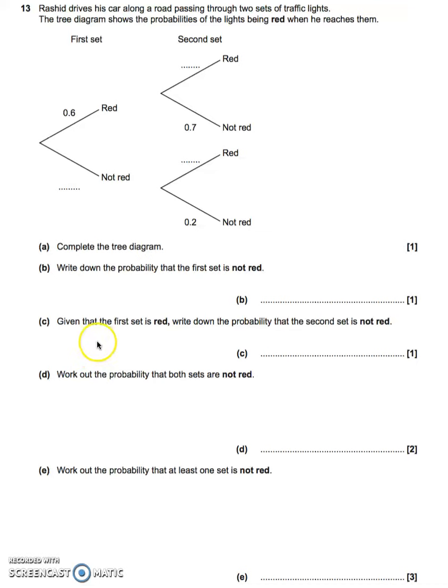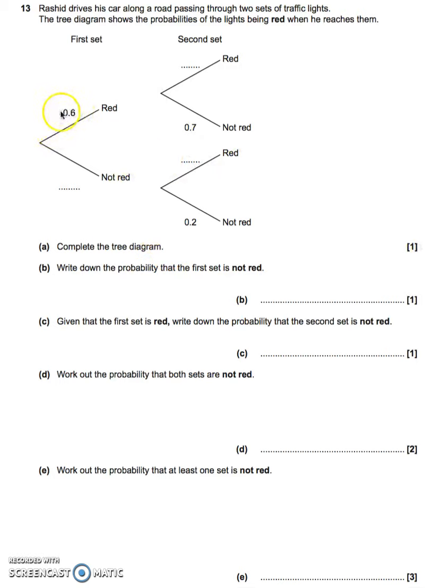Right, question number 13 is a probability tree diagram question. Rashid drives his car along the road, passing through two sets of traffic lights. The tree diagram shows the probabilities of the lights being red when he reaches them. So what you have to recognise here is that in part A, you need to complete the tree diagram. Really simple, one mark.